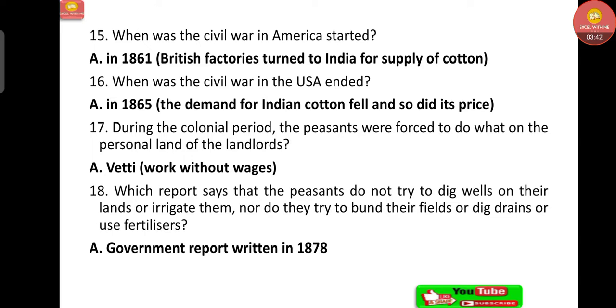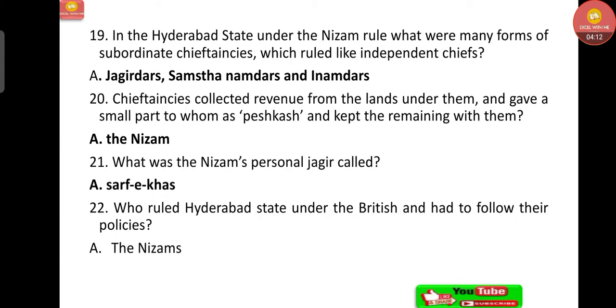The demand for Indian cotton fell and so did its price also. During the colonial period, the peasants were forced to do what on the personal land of the landlords? That was vetti. Vetti means work without wages. Which report says that the peasants do not try to dig wells on their lands or irrigate them, nor do they try to burn their fields or dig drains or use fertilizers? That was the government report written in 1878.